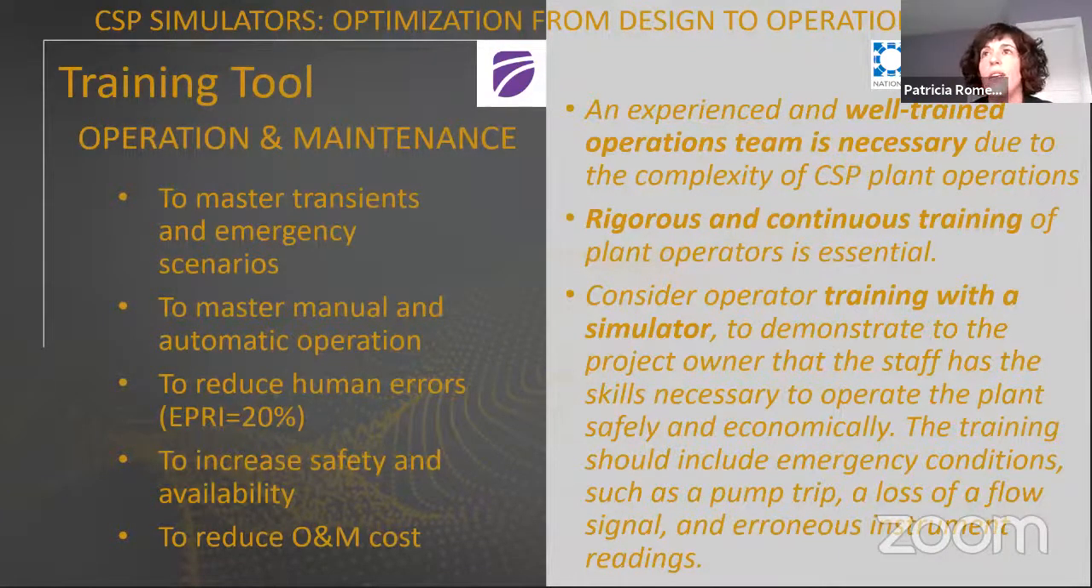According to an EPRI study, more or less 20% of the trips of power plants are linked to human errors. Imagine if we can reduce this 20% with simulators. At the end, it increases the safety and the availability of the plant, and of course, reduces the OMM cost.